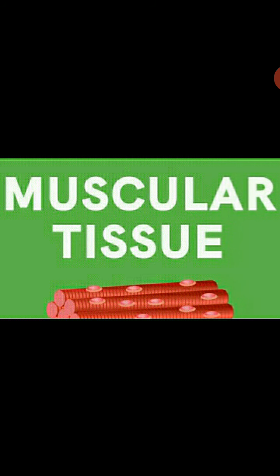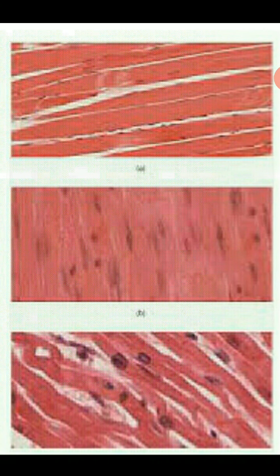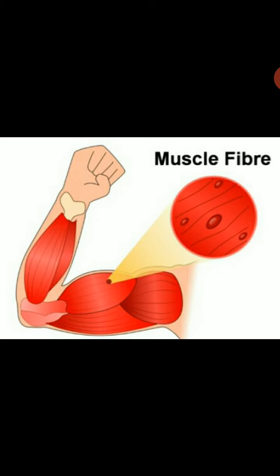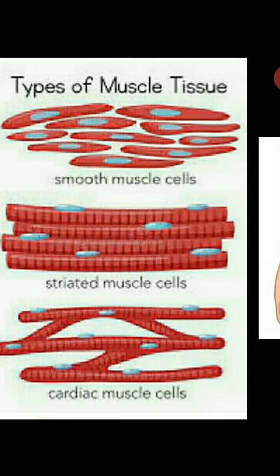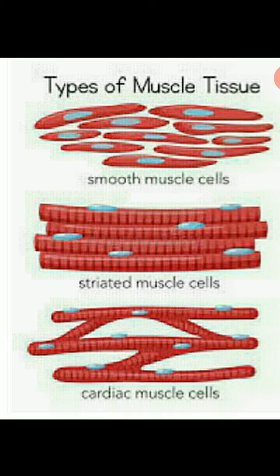These are long, cylindrical, unbranched and multinucleated cells. Muscle cells contain special proteins called contractile proteins, which contract and relax to cause movement. Muscle cells are typically arranged in parallel, allowing them to work together effectively. Muscle tissues contain elongated cells, so they are also called muscle fibers. On the basis of their location, structure and function, they are divided into three types: smooth muscle fibers, striated muscle cells and cardiac muscle cells.